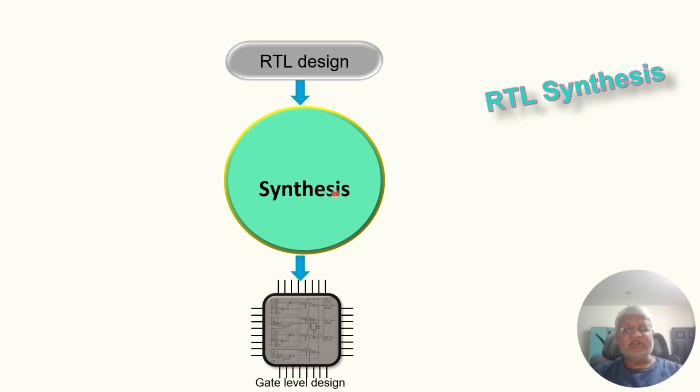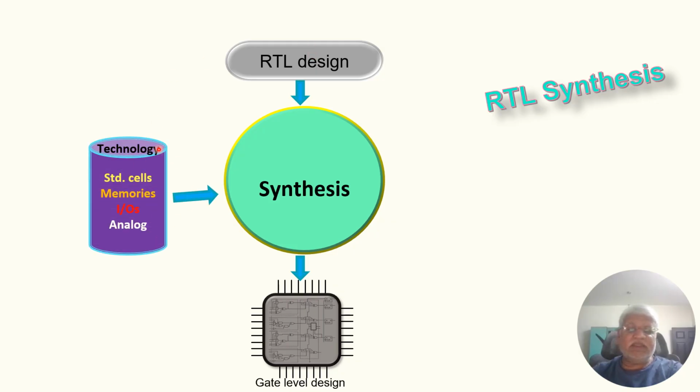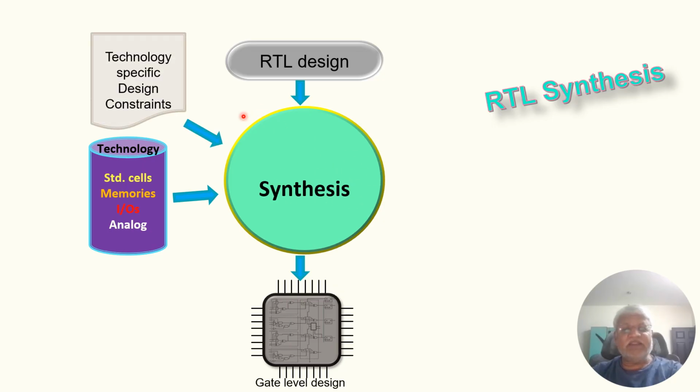So this synthesis engine will take not only RTL, but it will take the other elements which are particular to a technology. So the IPs involved in the technology, like standard cells, memories, IOs and analog blocks, and many other types of IPs, they are fed to the synthesis engine. And aside to that, technology specific design constraints are also included, and many other minor elements will come.